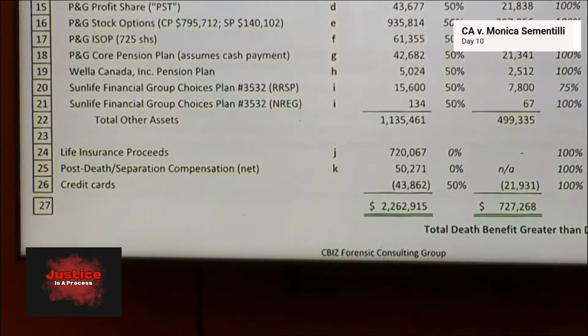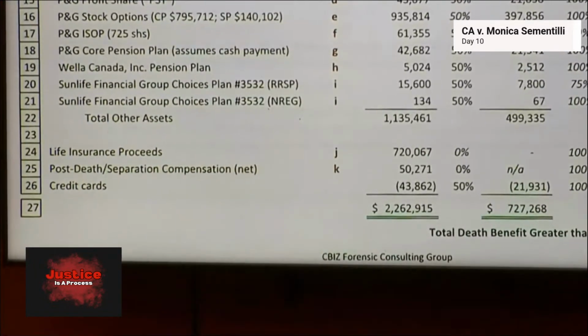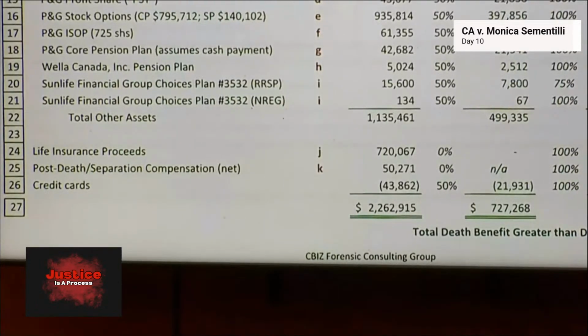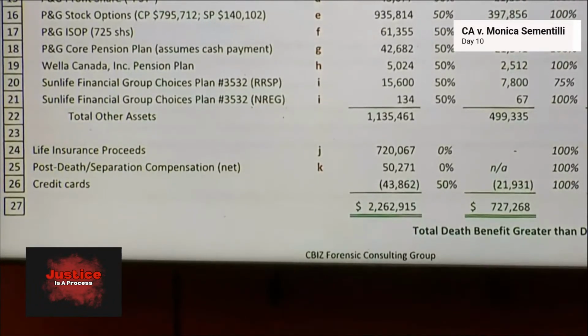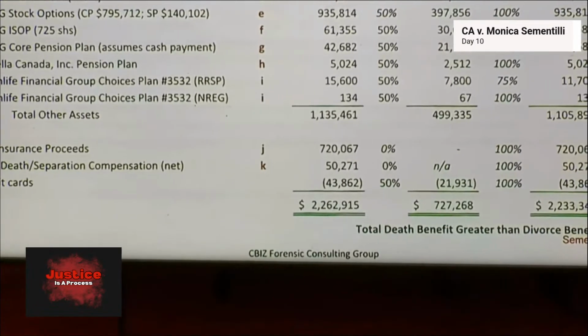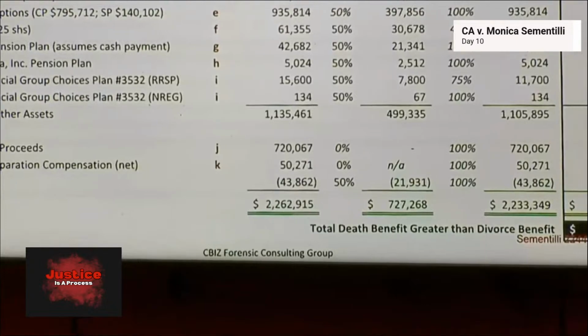That's correct. And these, I think, primarily related to employment policies. So in this case, again, we're only looking at the portion of the life insurance that was designated by the victim for his wife. She gets the full 100% of it, which is $720,067. That's correct. So the difference is that amount. That's right, because there's nothing payable upon divorce. Right.